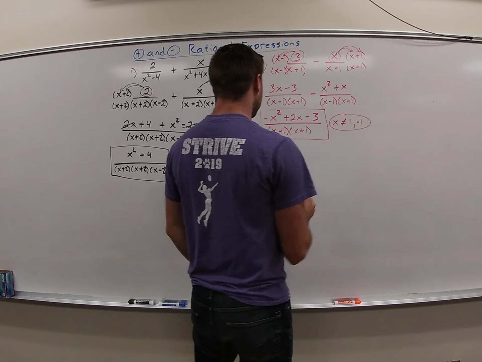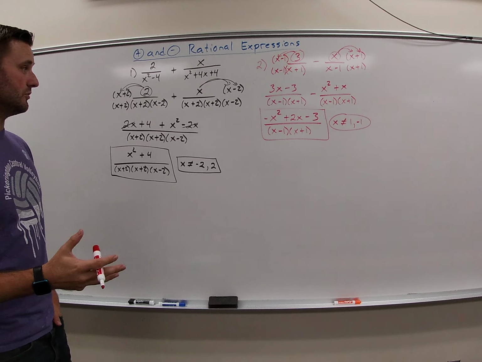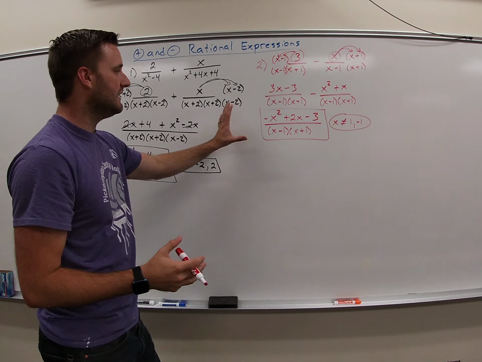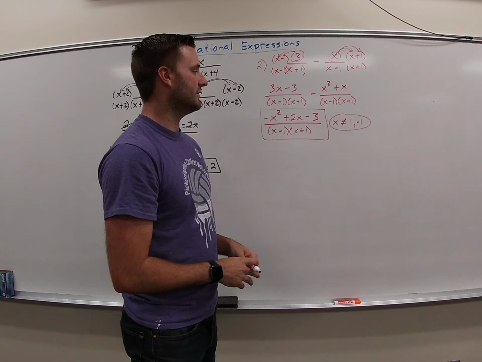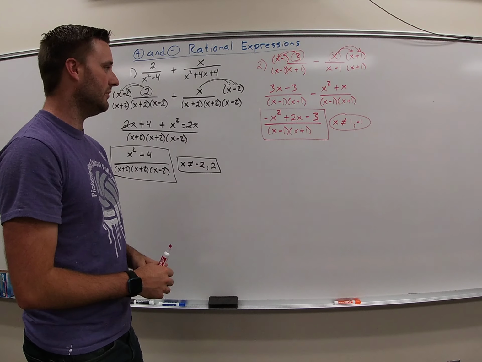And so this is kind of that second part of our solution. This is our solution. However, in addition to that, our two domain restrictions are that x cannot be equal to 1 or negative 1.